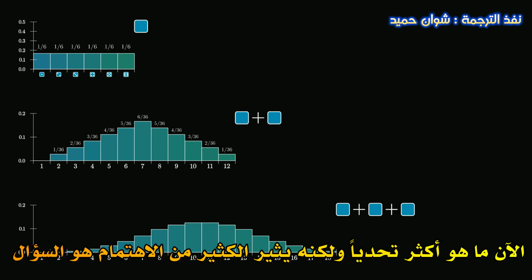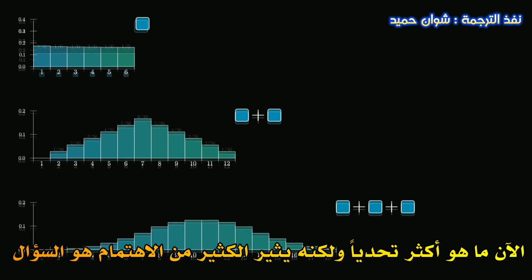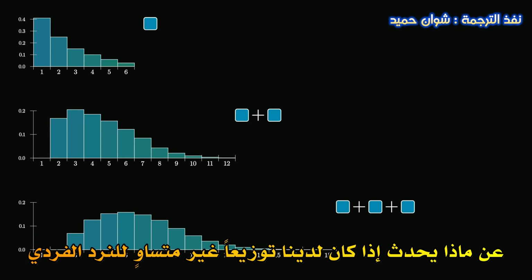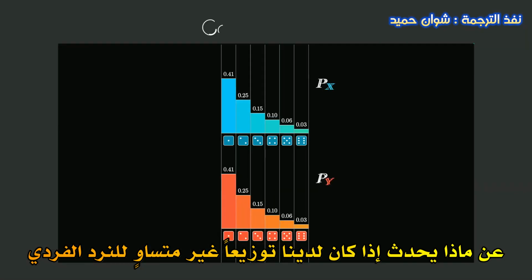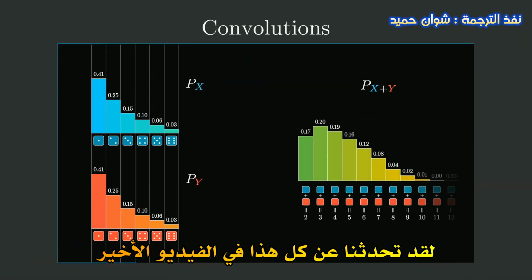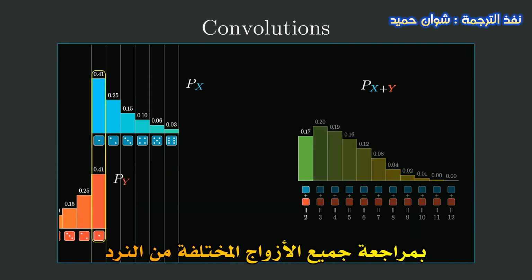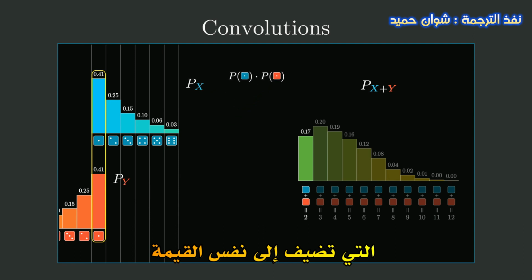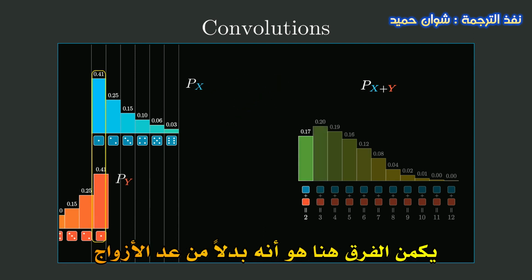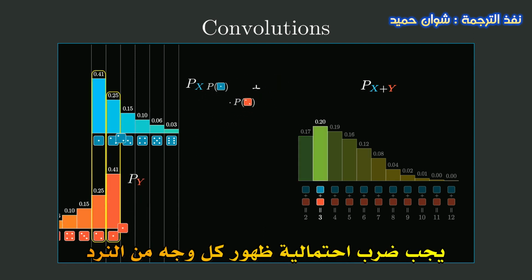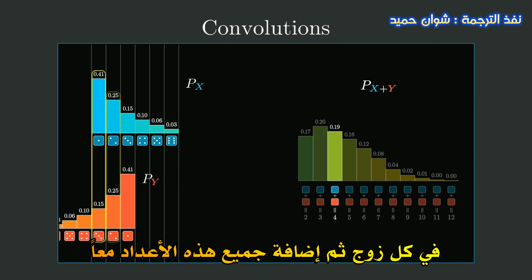Now what's more challenging, but a lot more interesting, is to ask what happens if we have a non-uniform distribution for that single die. We actually talked all about this in the last video. You do essentially the same thing. You go through all the distinct pairs of dice which add up to the same value. It's just that instead of counting those pairs, for each pair you multiply the two probabilities of each particular face coming up, and then you add all those together.